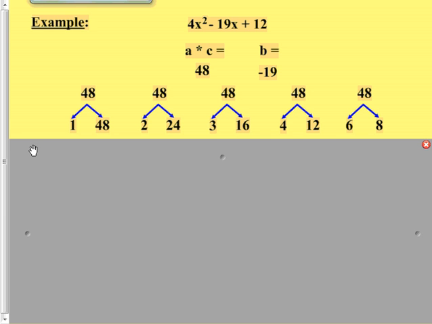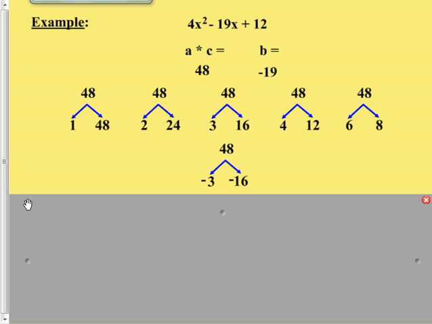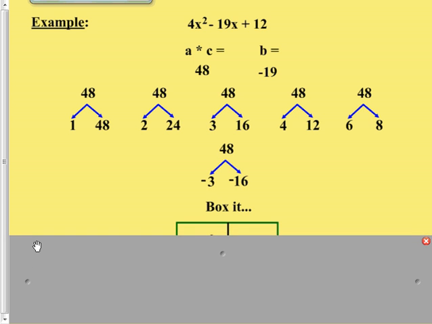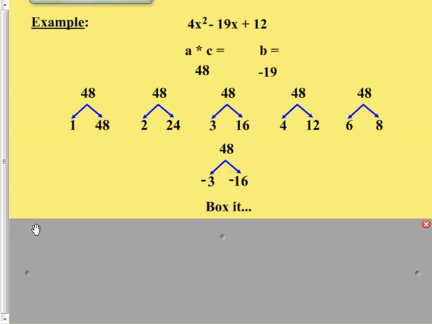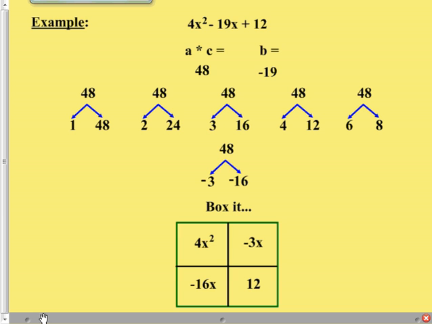We're going to need the 3 and the 16, and we're going to need them both to be negative. Okay, so those are the values that we're going to use. These will become our new B terms. Okay, so taking our information to the box, on one diagonal we will put the A and the C term, that's 4x squared plus and positive 12, and on the other diagonal we will have a negative 3x and a negative 16x.